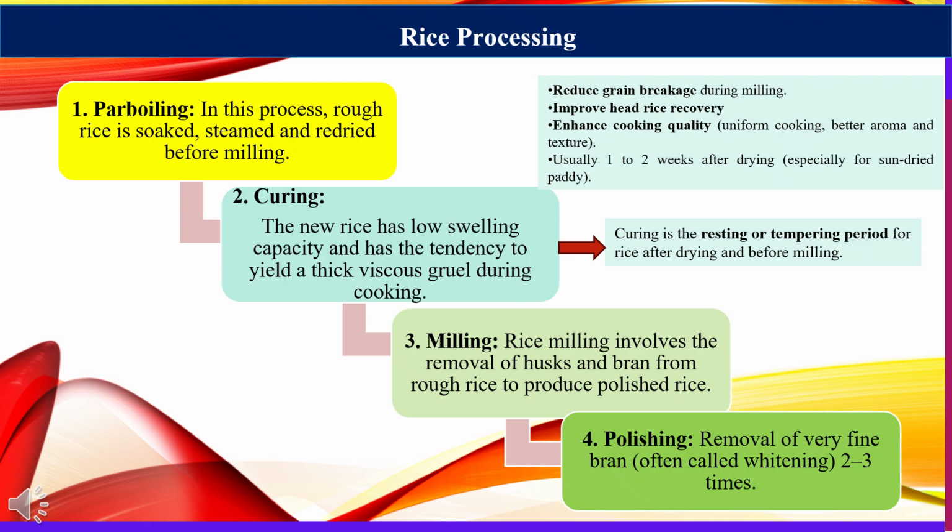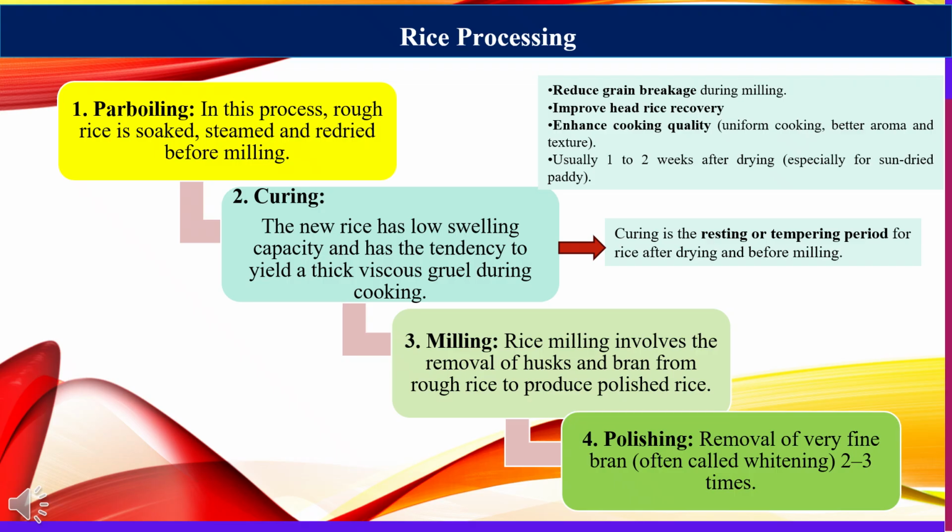3. Milling. Milling is the mechanical process of removing the inedible outer husk and bran layers from rough rice to produce edible rice. It consists of dehusking, removing the outer husk to obtain brown rice. Bran removal. Milling further to produce white rice. Efficient milling ensures maximum head rice recovery with minimal breakage.